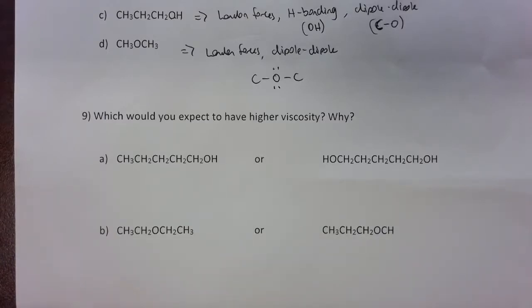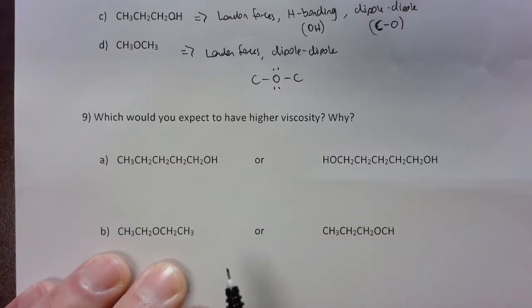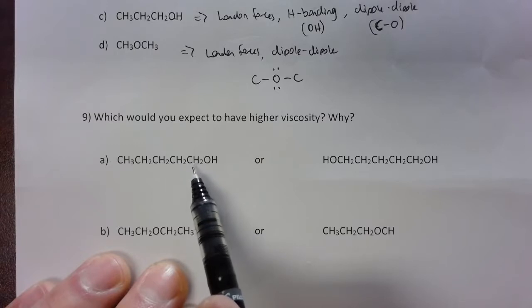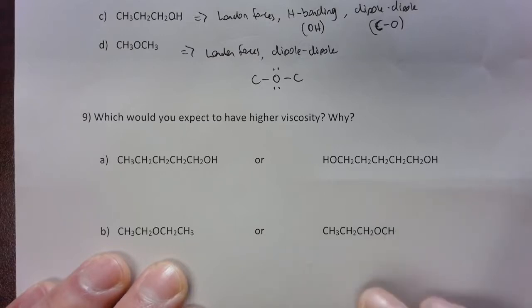All right, which would you expect to have higher viscosity and why? Remember that viscosity increases with increasing intermolecular forces. So the stronger the interactions are between the molecules, the higher the viscosity. If I'm comparing these two molecules, first I want to look at the mass. Because remember, London forces, which is a significant contributor in large molecules, depend on mass. So I'm going to look at the number of carbons. 1, 2, 3, 4, 5 carbons on this molecule. 1, 2, 3, 4, 5 carbons on this molecule. So they're about equal size.